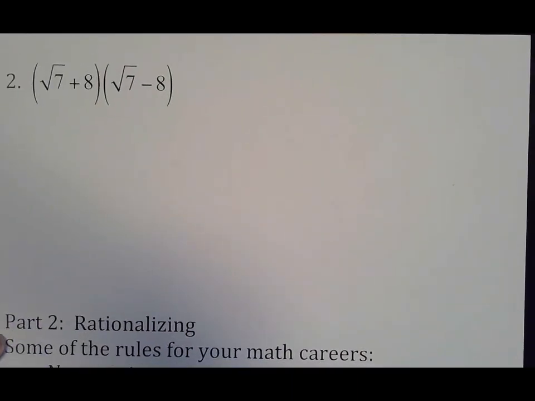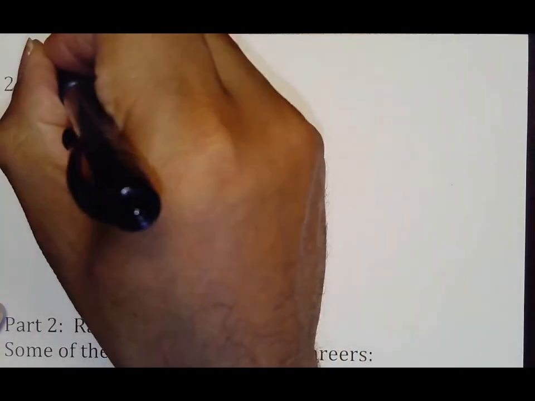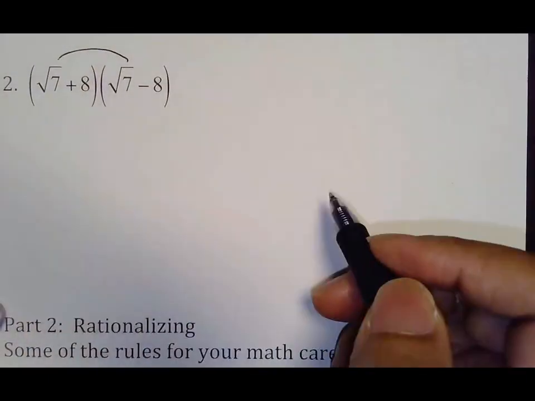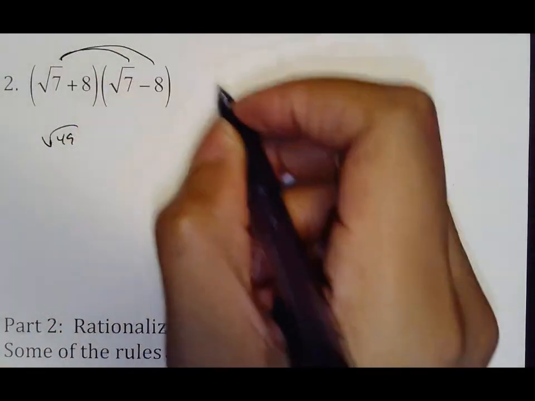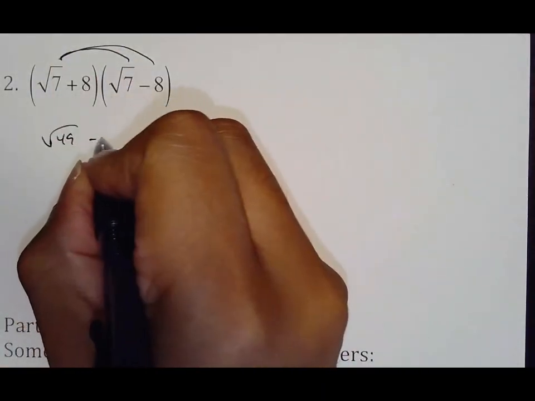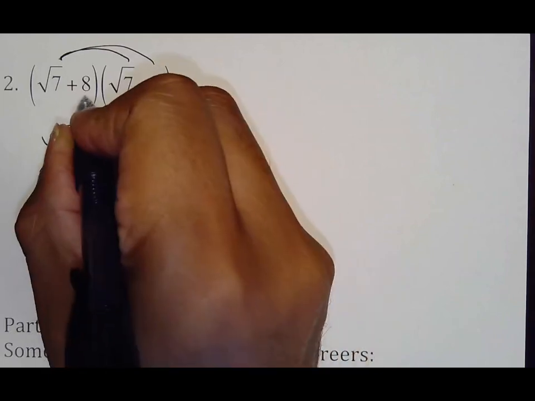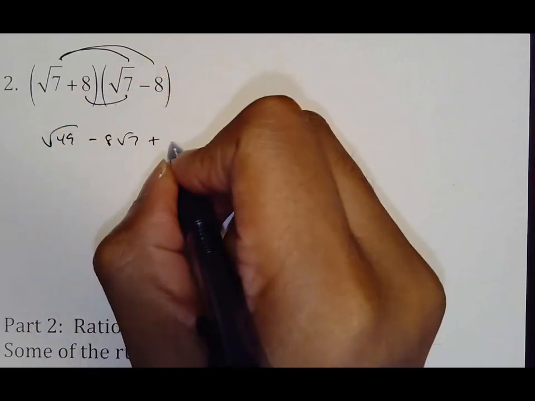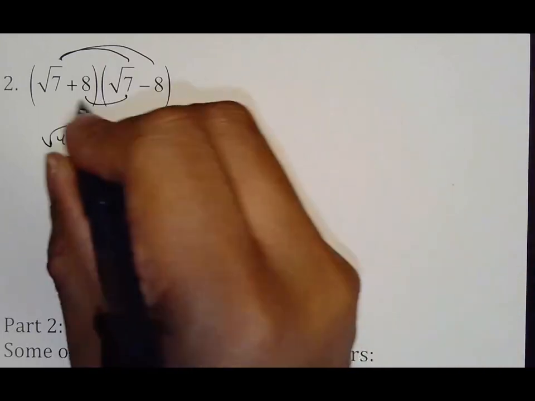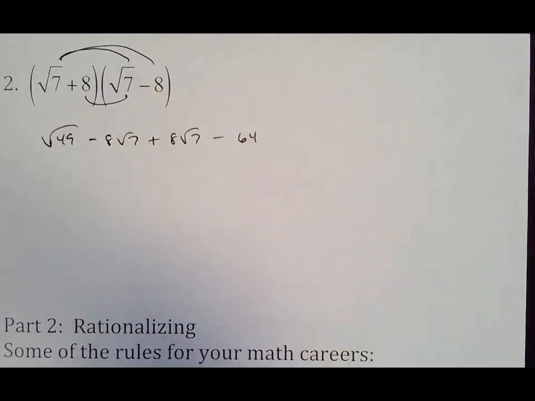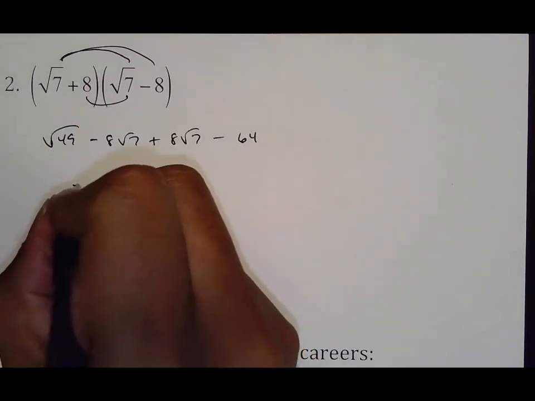Root 7 plus 8 times root 7 plus 8. I'm sorry, root 7 plus 8 times root 7 minus 8. First times first is root 49. Outside times that would be minus 8 root 7. This would be plus 8 root 7 because they don't mix, and then minus 8 times 8, which is 64. Square root of 49 turns into 7.